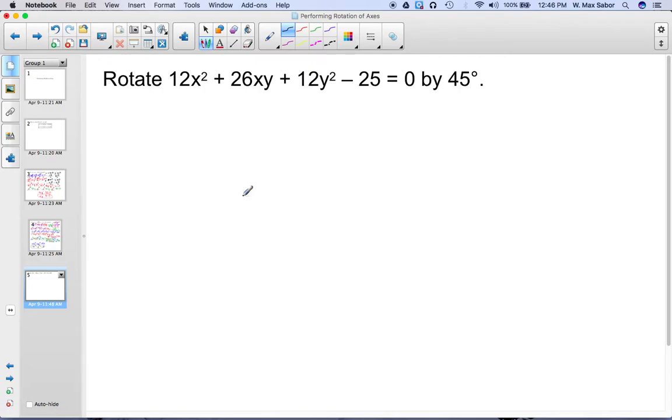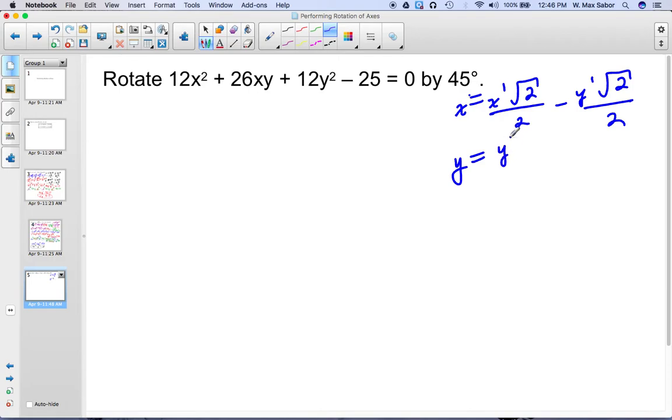Here's one more example of rotating an equation by some angle. So we're performing this operation where x equals x prime square root of 2 over 2 minus y prime square root of 2 over 2. I got those square roots of 2 over 2 as cosine of 45 and sine of 45. Y is going to be y prime x prime square root of 2 over 2 plus y prime square root of 2 over 2. And I got these from sine and cosine. It'll be a little easier.